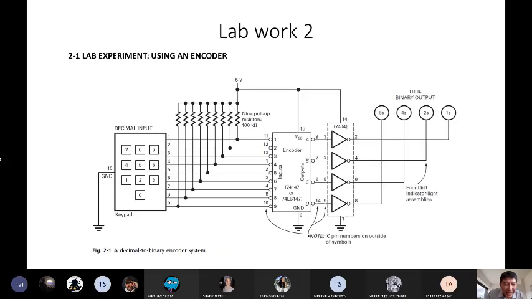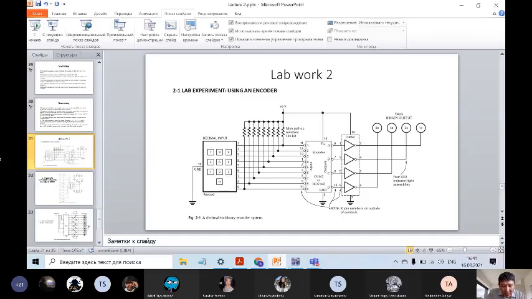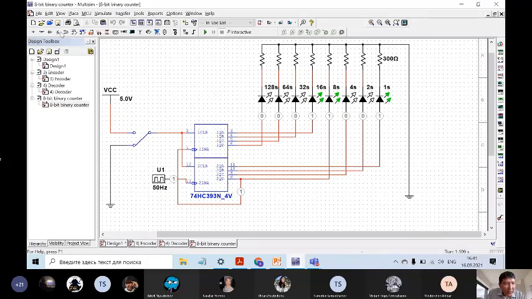But I should note that in Multisim we don't have this simple keypad. I don't know why they have not included it, but in Multisim we don't have this keypad. We have some other keypad. For example, let me show you. I will create a new one.